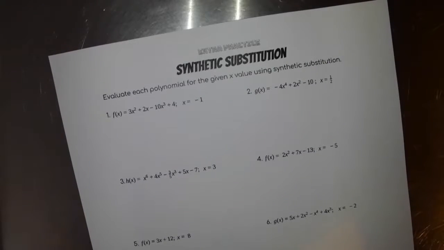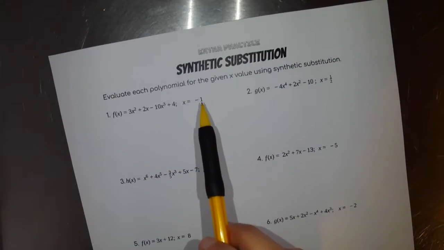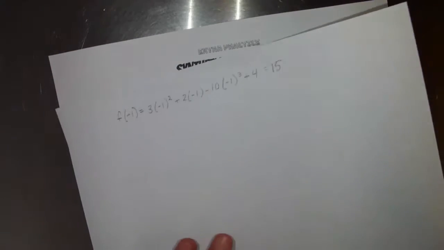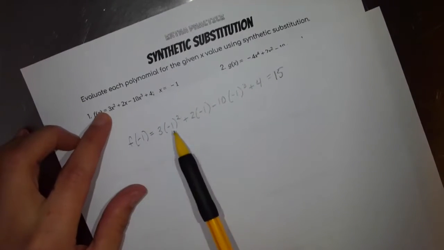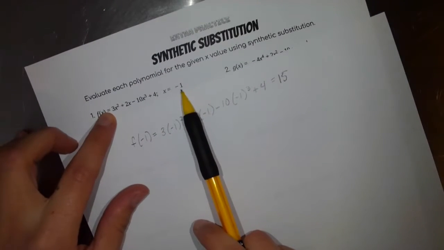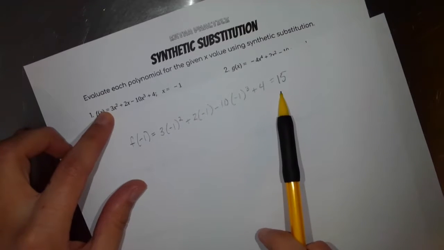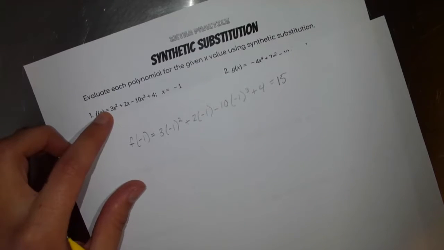In this video, we're going to take a look at synthetic substitution. When we were in Algebra 1 and we were given an expression like this and told to plug in a value for x, we would rewrite it, and anywhere we see an x, we would put in what we want to plug in for that. Here it would be -1. So I plugged in -1 for x wherever I saw x. If I type this into a calculator, I would get 15.